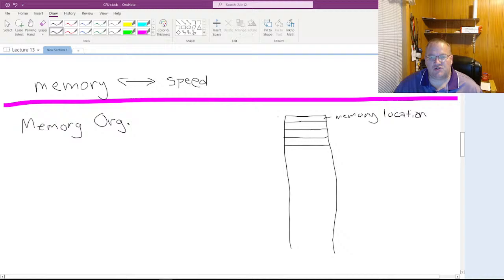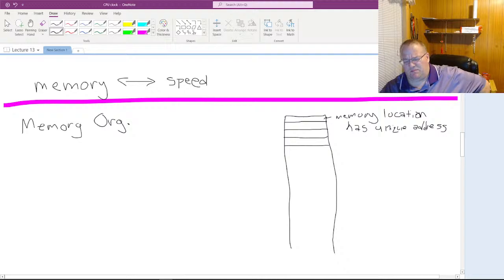But each memory location has a unique address. And why is that important? Is it important to have a unique address? That seems weird, right? Well, if I want to be able to retrieve something from memory, it'd be kind of nice to know where it's at. And if I say it's 101 Main Street, well, I've left off a lot of things, right? Because I don't know what town that is, do I? So I have to figure that out.